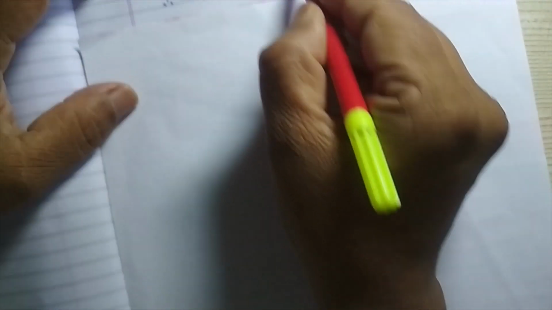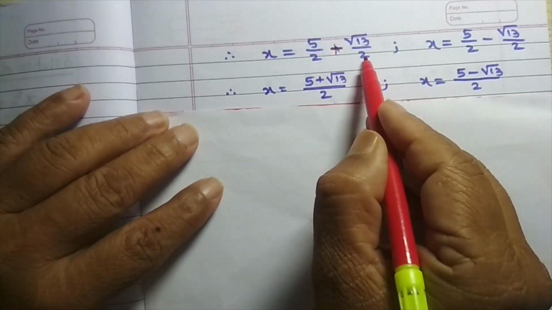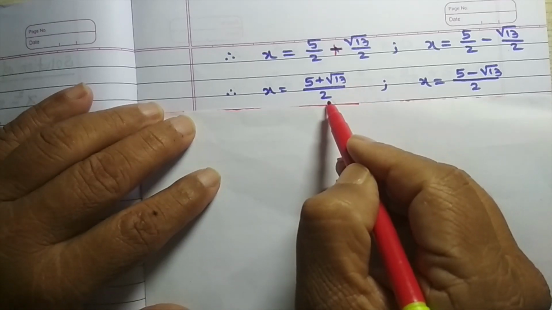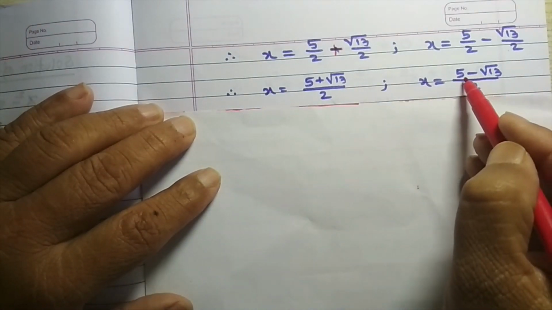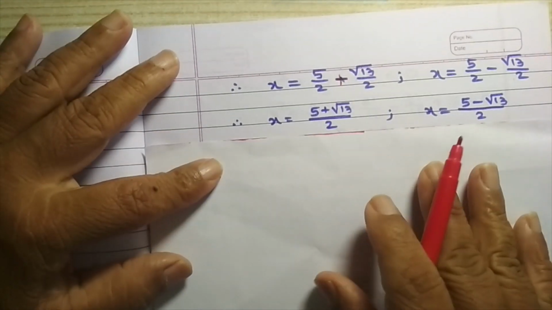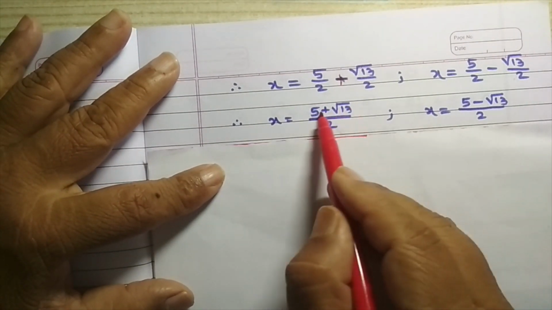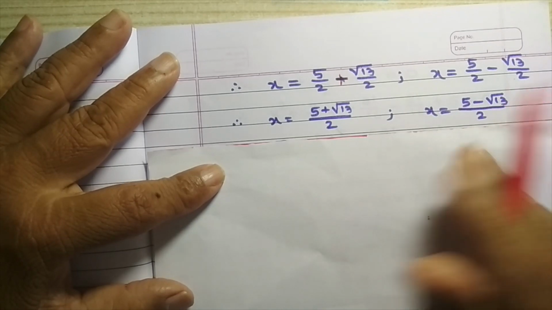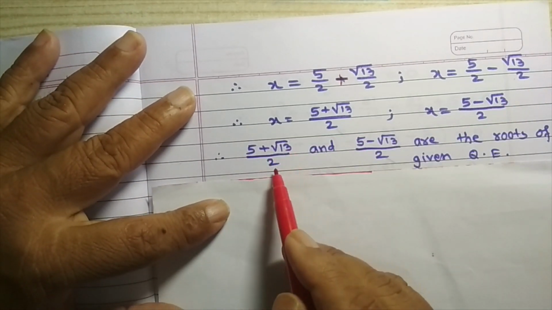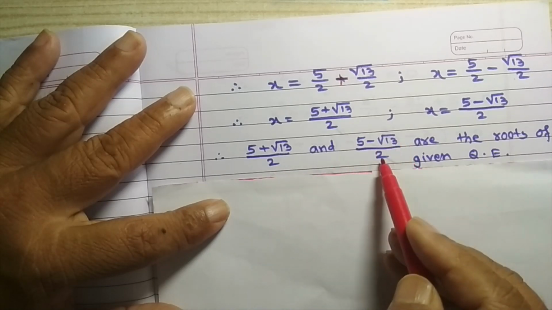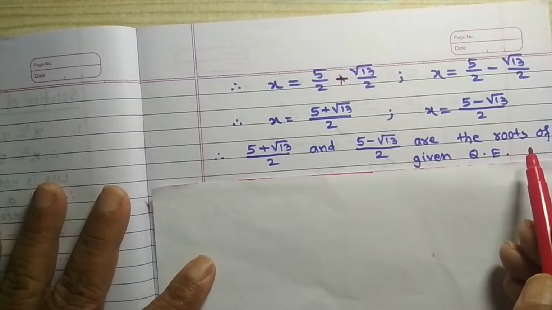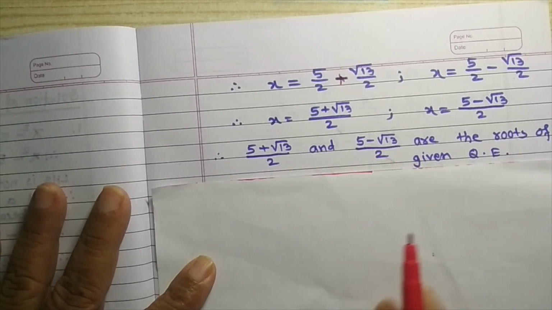The denominator will be the same. Therefore, x is equal to 5 plus root 13 upon 2, and x is equal to 5 minus root 13 upon 2. Therefore, we can't add or subtract these two terms. Finally, we have to write that 5 plus root 13 upon 2 and 5 minus root 13 upon 2 are the roots of the given quadratic equation. This is the final answer.